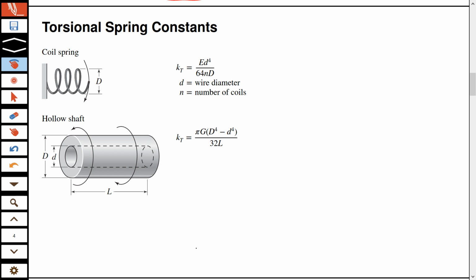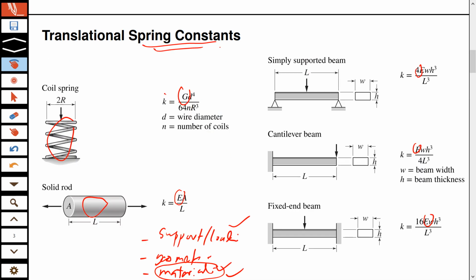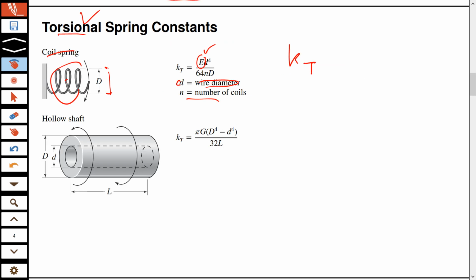Now we don't have an extensive table of torsional spring constants, but there are two shapes which you will see most often: a simple coil spring with a diameter D, the wire diameter small d, number of coils, and the modulus of elasticity. To distinguish the torsional spring constant from the translational spring constant, if you write K here, you have to write KT here. This T will remind you that we are talking about a torsional spring constant.